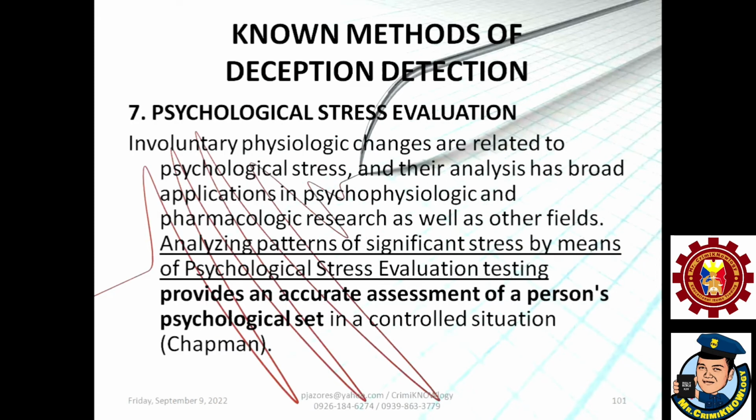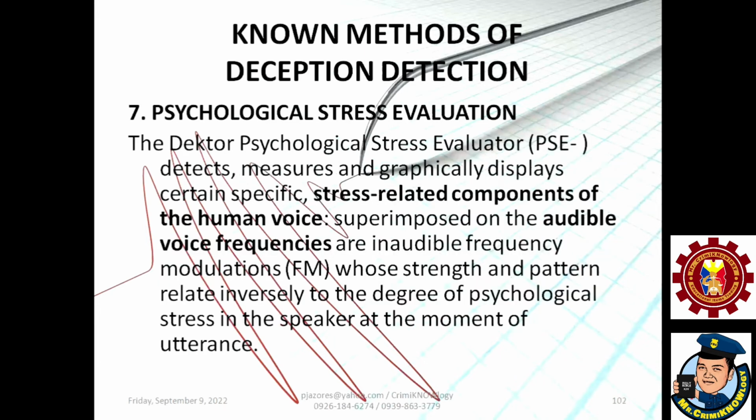The seventh one is the psychological stress evaluation. By this, we are analyzing the pattern of significant stress by means of psychological stress evaluation testing, or the PSE. This provides an accurate assessment of a person's psychological set. Under this PSE, stress-related components of the human voice are examined. Superimposed on the audible voice frequency are measured.